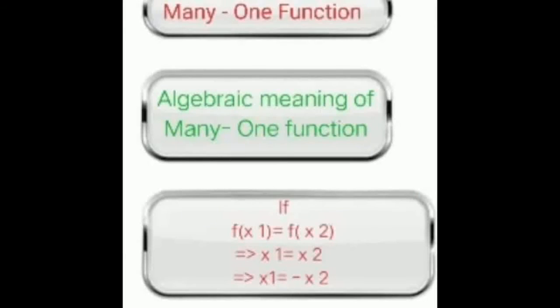Second is the many-one function. The algebraic meaning of a many-one function is: if it is defined from A to B, then f of x1 is equal to f of x2 implies that x1 is equal to x2 and minus x2. Similarly, let's prove the condition of a many-one function and try to understand its algebraic meaning.